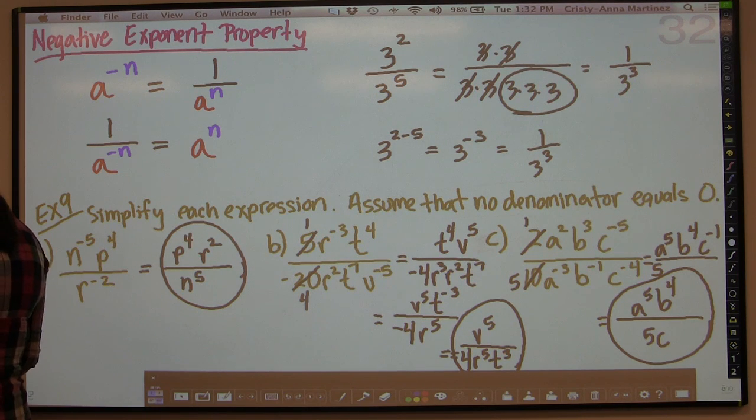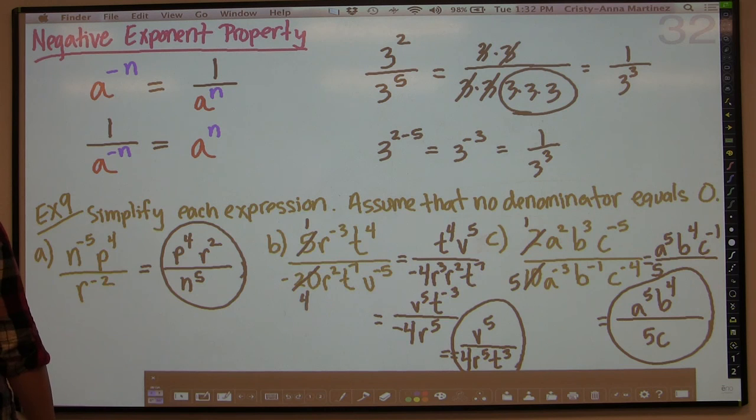So, just want to double check that we have all the correct answers here. p to the fourth, r squared, n to the fifth. We have our v to the fifth over 4r to the fifth, t cubed, which was negative. And then a to the fifth, b to the fourth divided by 5c.